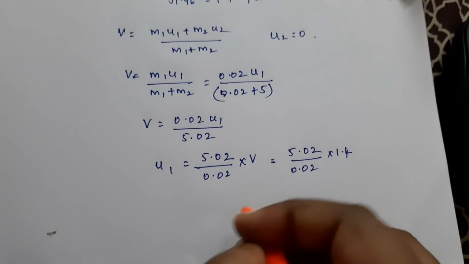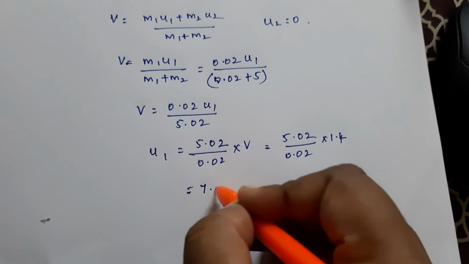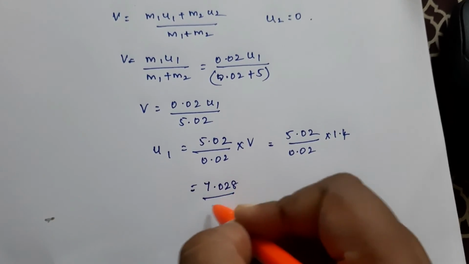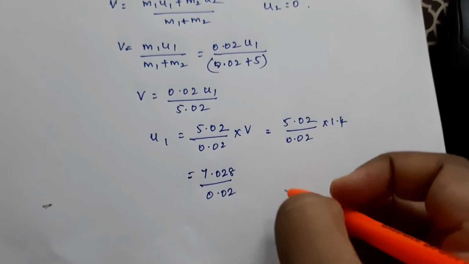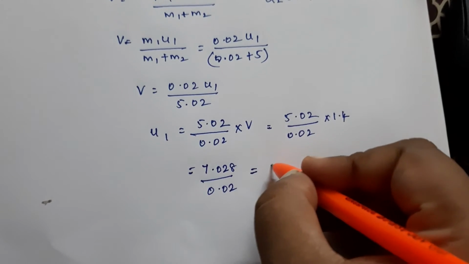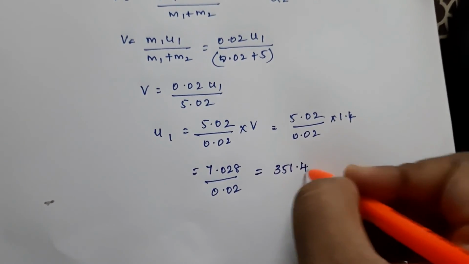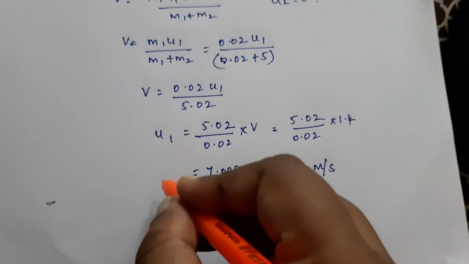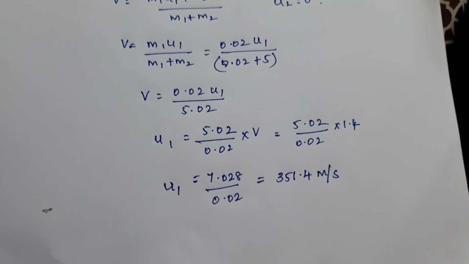So if you multiply this value, you will be getting it as 7.028 divided by 0.02. So if you divide this, you will be getting it as 351.4 meter per second. So that is your velocity u1.